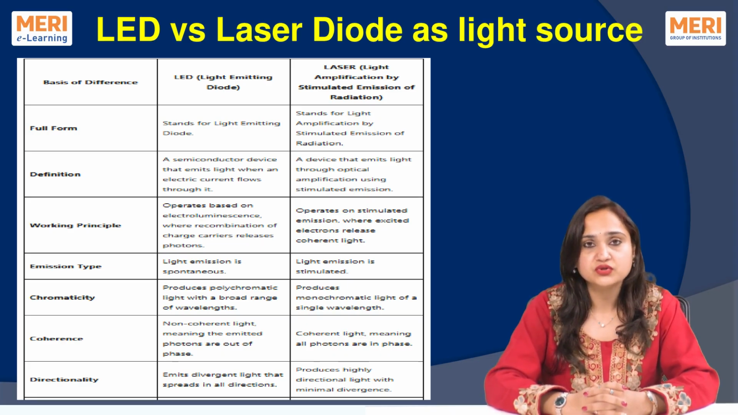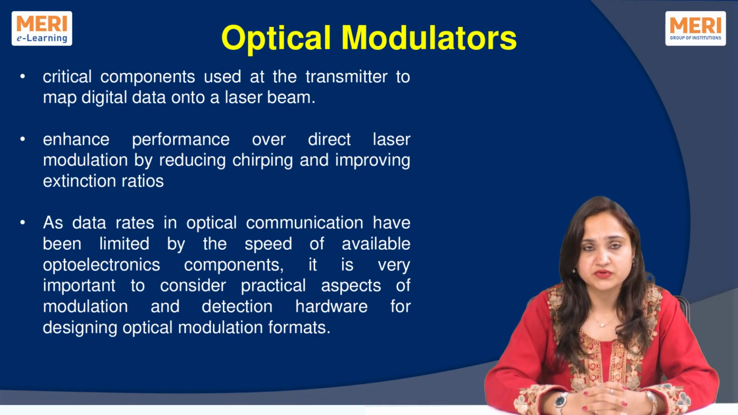Next, we move to optical modulators, which are critical components in the transmitter section. The main function of an optical modulator is to map digital data onto the laser beam. Instead of simply turning the laser on and off directly, external modulation techniques can be used to improve performance. Optical modulators enhance signal quality by reducing chirping effects and improving extinction ratios.